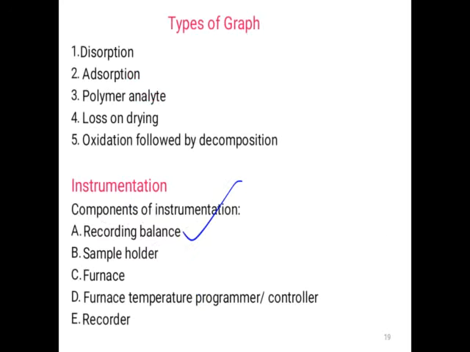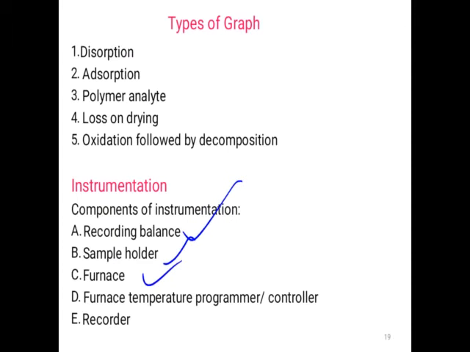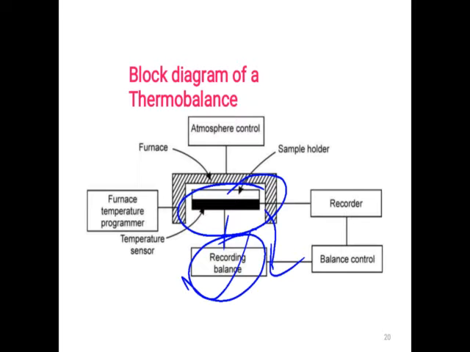Then we require a second part, that is the sample holder. This is the sample holder in which we have kept the sample, and this sample holder is attached to the recording balance. So if the sample weight changes, it can be easily determined by the recording balance. Then a furnace for the heating. So this is the furnace which is required for heating the sample.